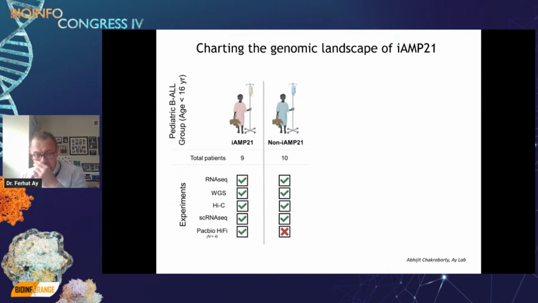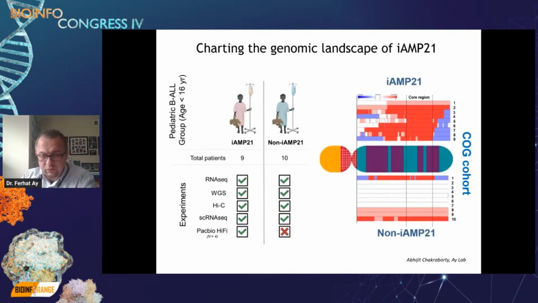So what did we do? We collaborated with clinicians and other scientists, and we gathered a pilot set of samples. These are difficult to get, as one hospital or one center is not going to be able to find them for you. Even for 5 of these cases, you really need to look at bigger collections. So we were able to get a pilot set of 9 patient samples, and then 10 controls, which are leukemia, but non-iAMP21, not the one that we study. We have done RNA-seq, whole genome sequencing, the Hi-C experiments that I talked about, single-cell RNA-seq, and more recently long reads with the PacBio platform on all of these samples.